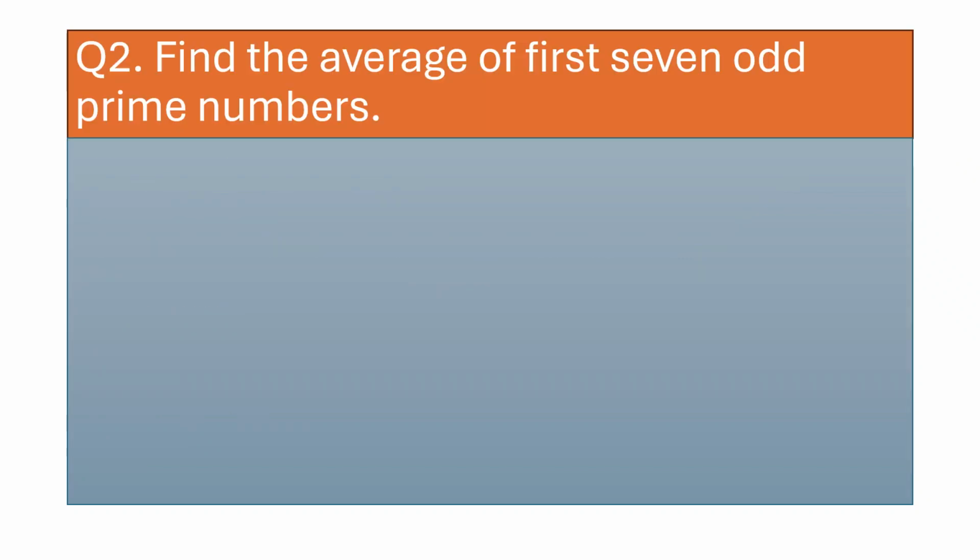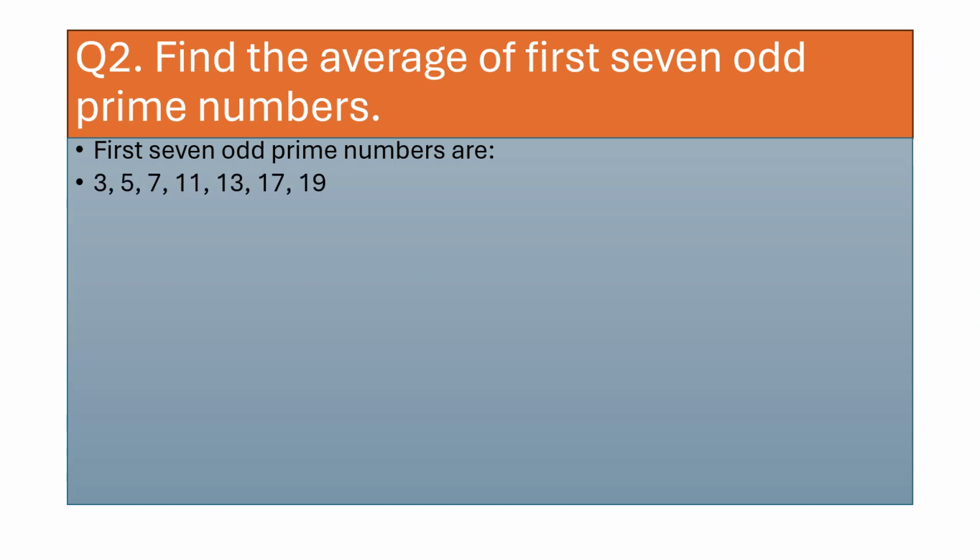Question number 2. Find the average of first 7 odd prime numbers. Now first 7 odd prime numbers. Children, we need to understand first what are prime numbers and what are composite numbers. So 3, 5, 7, 11, 13, 17 and 19. These are first 7 odd prime numbers. So first 7, so we'll get till 19.